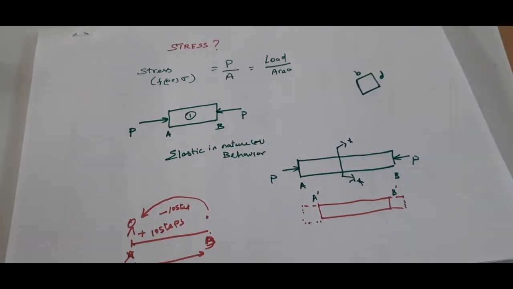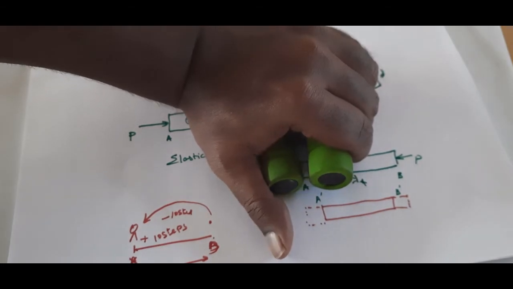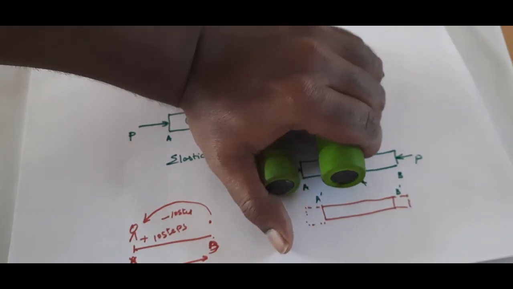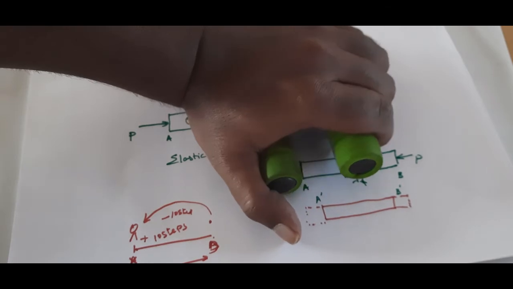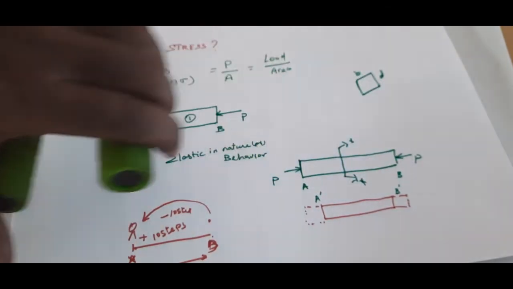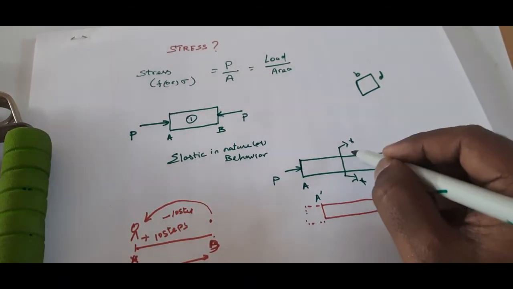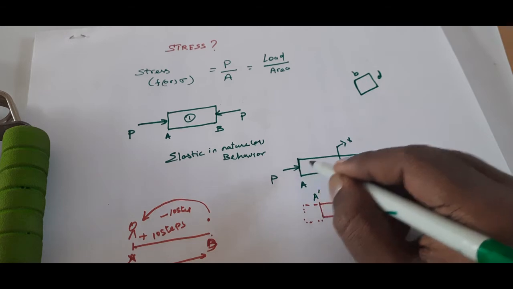When I press this, it is not easy to press. It is trying to go back to its original position. See here, it is trying to come back to its original position, which means that this is internally generating some force, in the direction opposite to P.